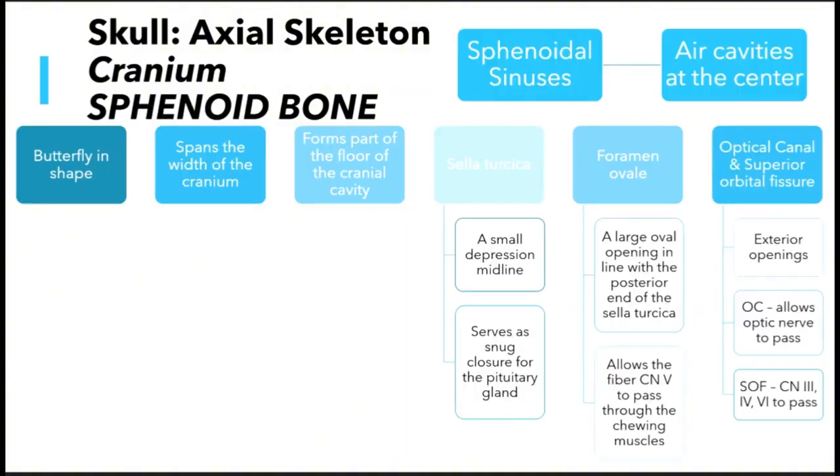Okay, so in this slide, let's focus on the sella turcica. Sella turcica is also known as your Turk's saddle. And then your foramen ovale. Foramen ovale is where cranial nerve number 5 passes through. Cranial nerve number 5 is also known as your trigeminal nerve.